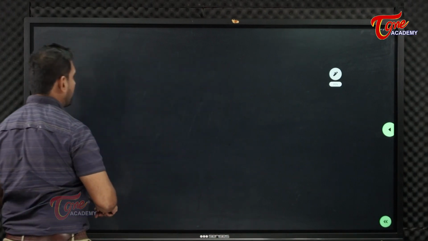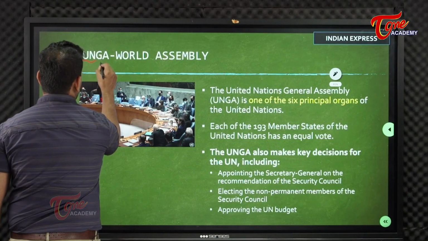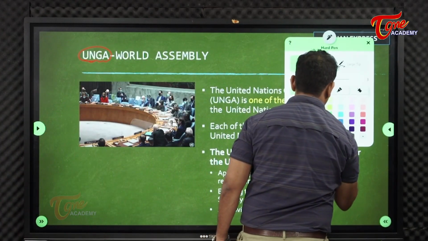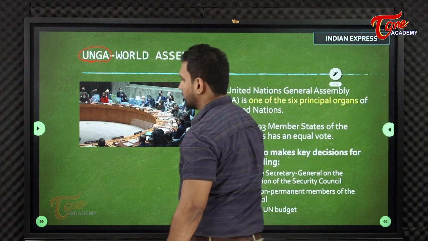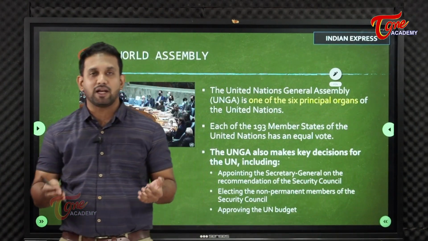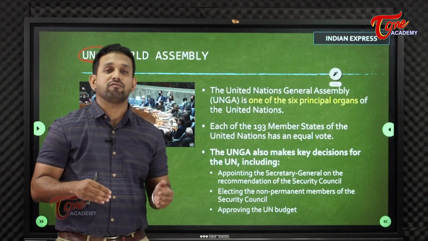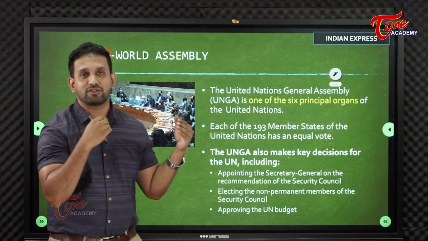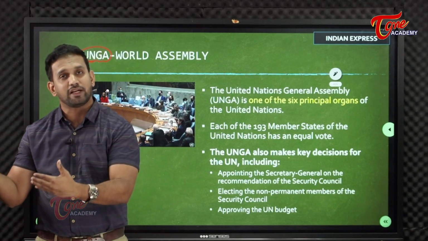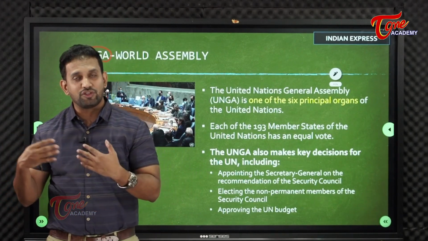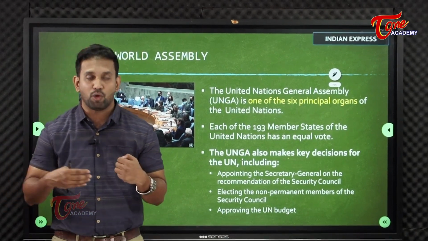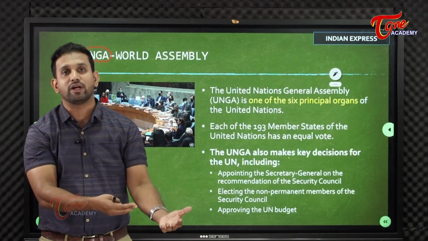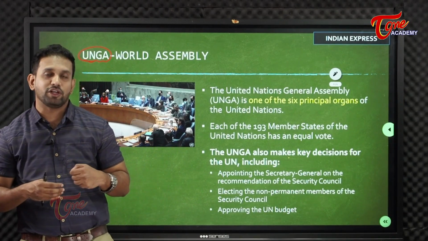The first topic that we are having today for the discussion is United Nations General Assembly. It is also called as World Assembly. Just like how we have parliament for our country, in the same way, if the world wants to decide something, whether it is trade, or to take any action against any country which is violating the human rights of the population, or to take action against a country like Russia who is invading the sovereignty and integrity of Ukraine.